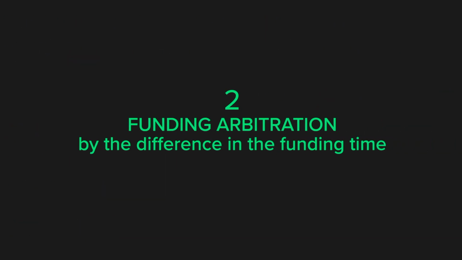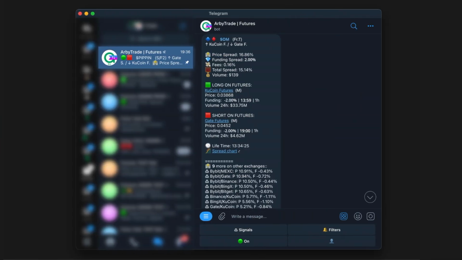The second type of funding arbitrage signals is based on the difference in funding payment timing. In this case, one exchange must have a high absolute funding rate value, while on the other exchange, the funding rate can be anything. The main thing is that the payment time on the second exchange differs from the first and occurs later. Thus, we treat the funding rate on the second exchange as 0 and trade the situation exactly the same way as in the first variant of funding rate arbitrage.